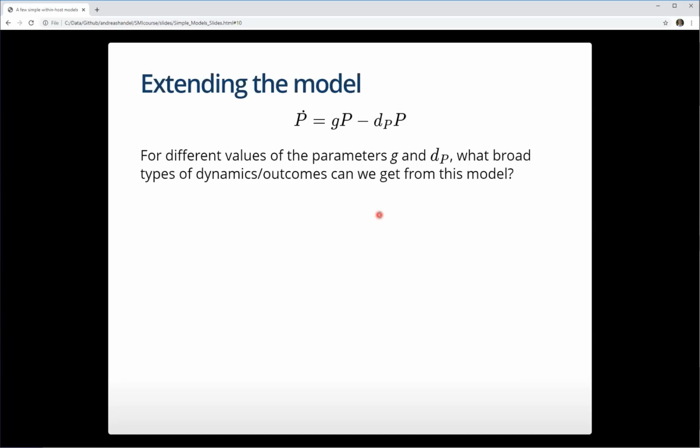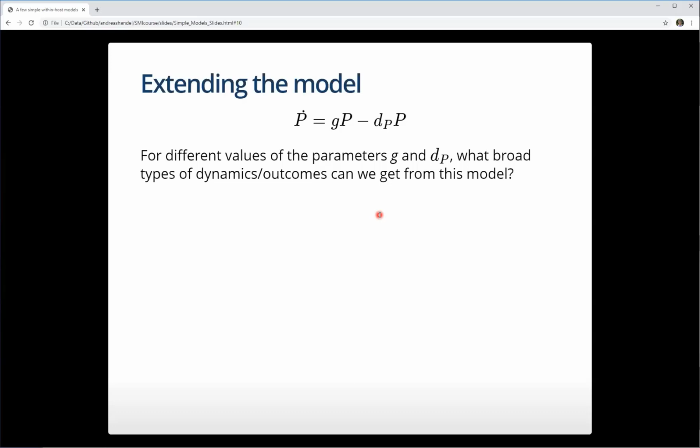Again, you can write it in the chat, or you can just say it. Yeah, so if you have exponential growth, they go to infinity. And then another one was here, 0. So if you have G smaller than dP, then you get decline and you end up at 0. And there's one more option, one more pattern you can get.